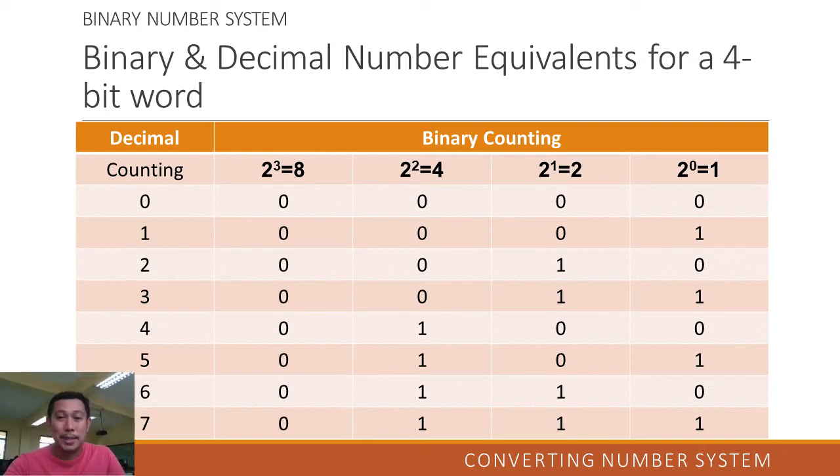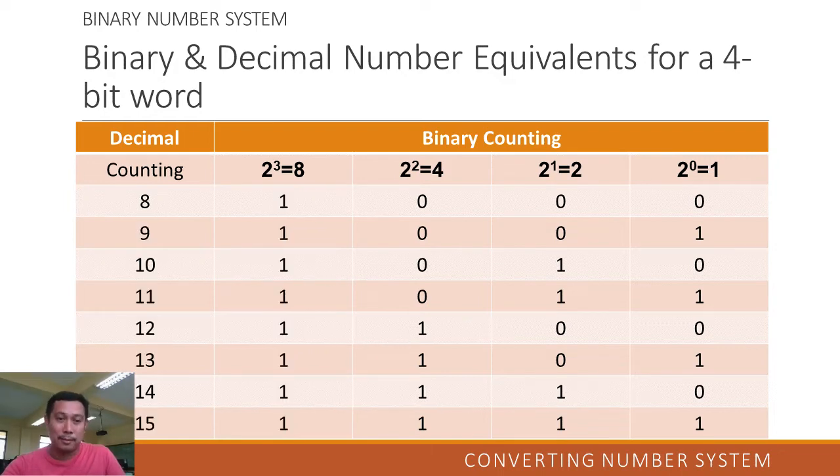Okay? Since this is a 4-bit word, that is why we are obliged to say that it is 0, 0, 1, 1. What about the 4? 4 is 0, 1, 0, 0. And 5 is 0, 1, 0, 1. Okay, later we're going to demonstrate why this is so. Okay, so to continue, let's proceed to the next slide.